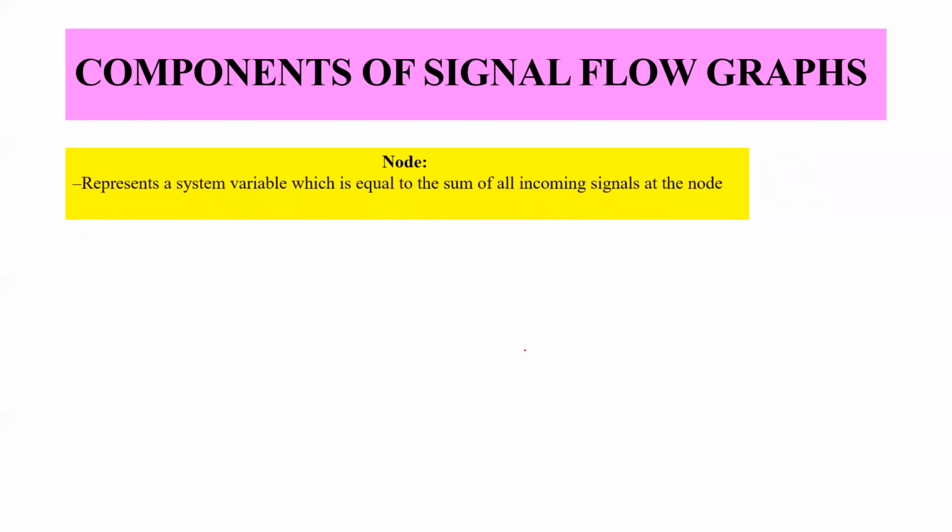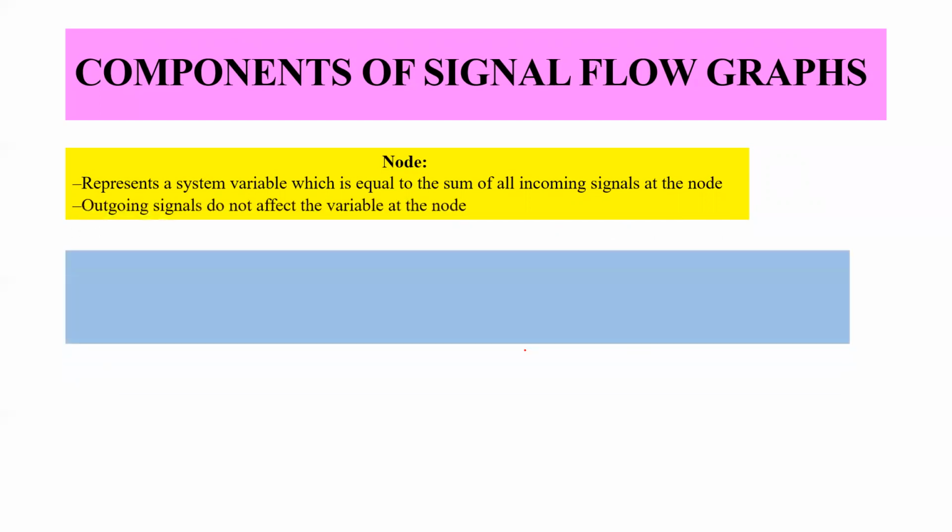Now, what are the various components of signal flow graphs? Like in case of block diagram representation, we have several components like summing point, takeoff point, branches, block. Okay, but in signal flow graph, we have only two components. The first one is node, which actually represents a system variable which is equal to the sum of all incoming signals at that node, right? And then the outgoing signals do not affect the variable at the node, right? So these are the characteristics of node.